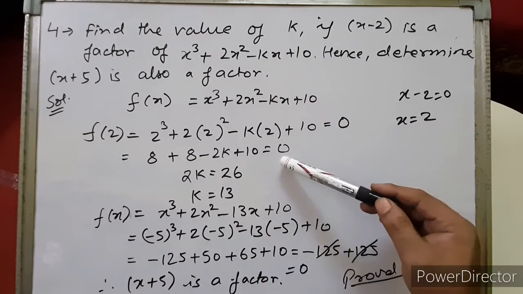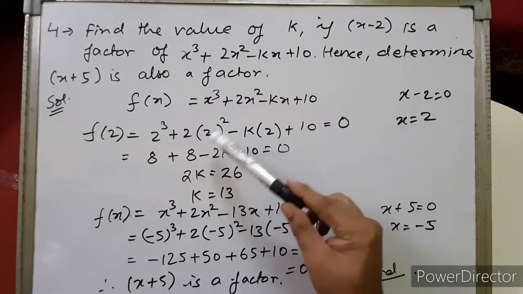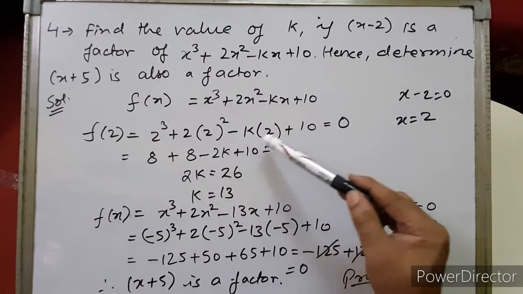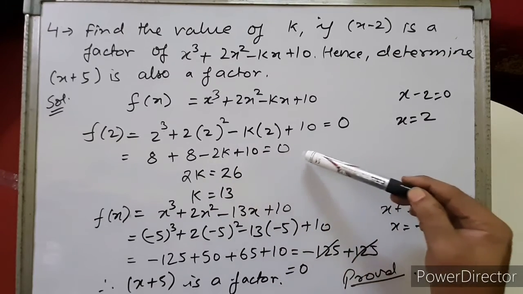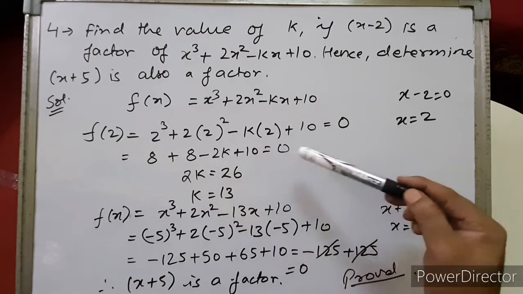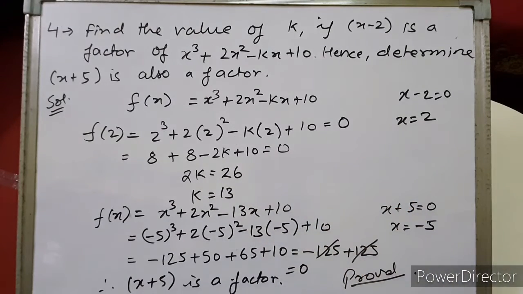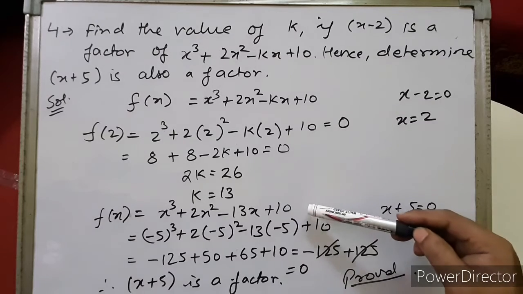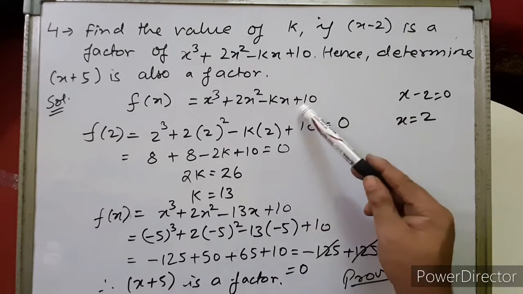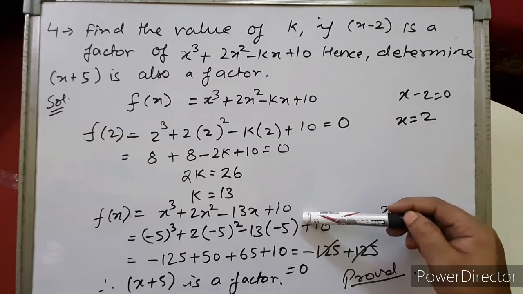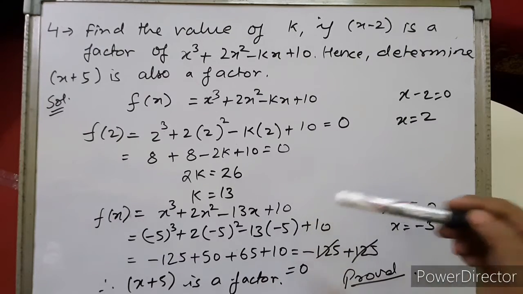So it will become 2 cube is 8, 2 square is 4, 2 into 4 is 8, 2 into minus k, it will be minus 2k plus 10 equals to 0. So minus 2k transfer this side, 2k equals to 26, so the value of k will come 13. Now the value of fx, when we substitute the value of k here, will be x cube plus 2x square minus 13x plus 10.